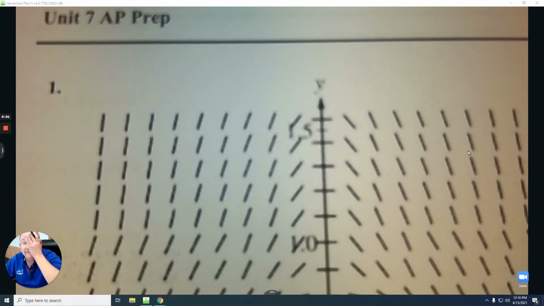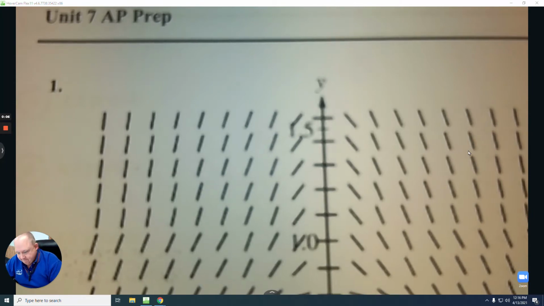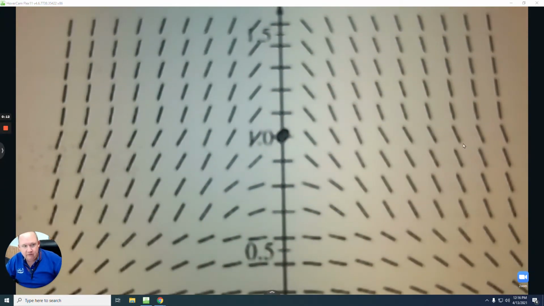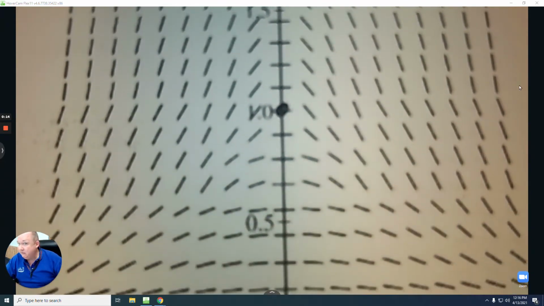This is Unit 7, AP Prep number 1. This is a slope field. And in the question it says start at (0, 1), so that's what I'm going to do. And I can draw the picture of the function and then match it to the one that matches the picture.